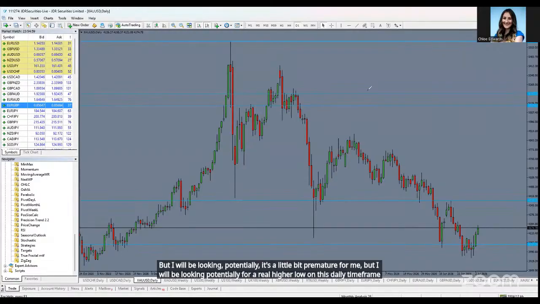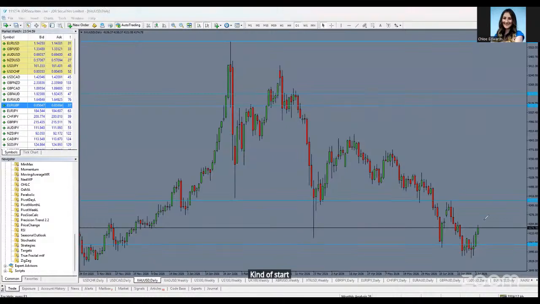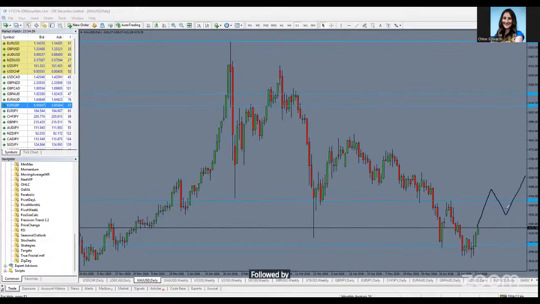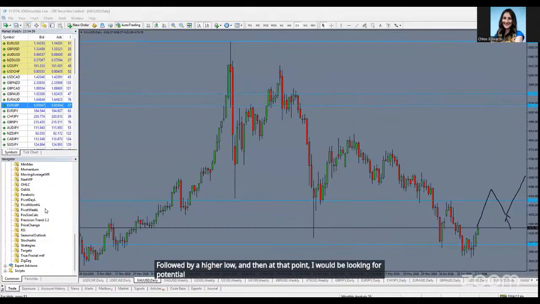Let's start to draw a few of these things. So perhaps a higher low and then a break of the high as well, and therefore finally a return to the uptrend that ended at the beginning of the year. Or alternatively, we could even see price going up here and giving a higher high, followed by a higher low, and then at that point, I would be looking for potential longs.